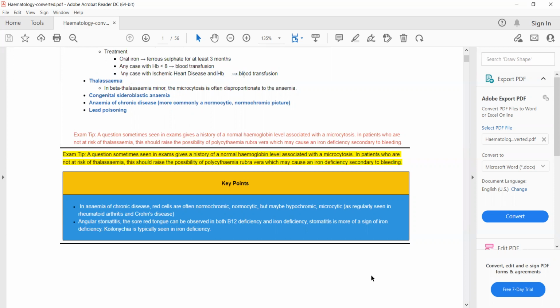You will think about polycythemia rubra vera, because in polycythemia rubra vera, hemoglobin formation is increased or RBC formation is increased. But polycythemia rubra vera can lead to decreased production of other cell lines such as platelets. So polycythemia rubra vera can cause bleeding, and due to bleeding, iron deficiency can result. So this iron deficiency will cause microcytosis, but with normal hemoglobin level.